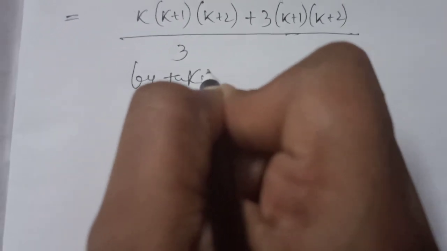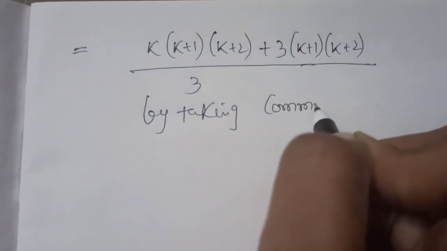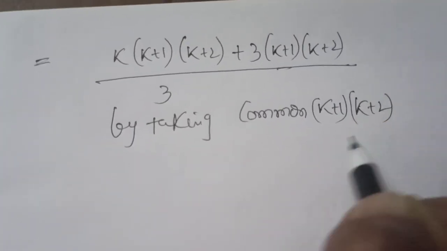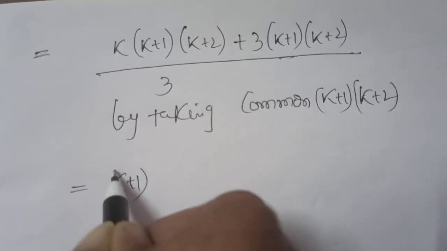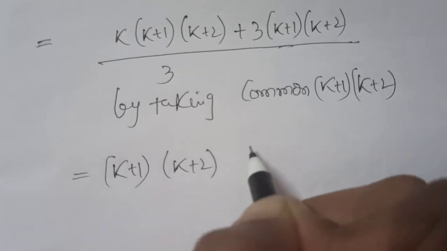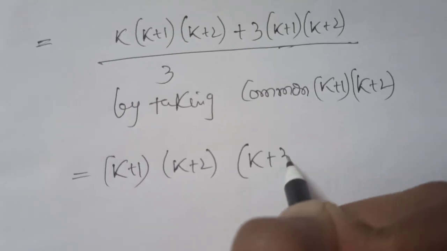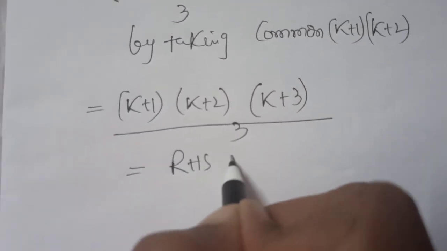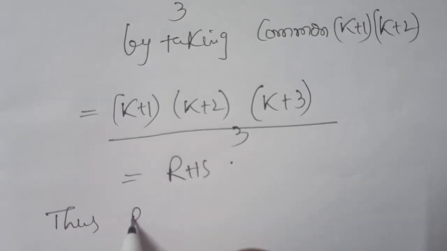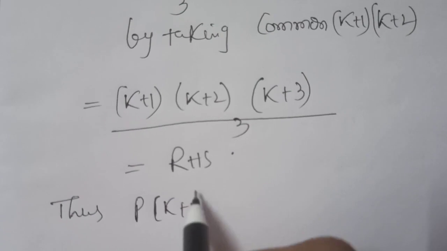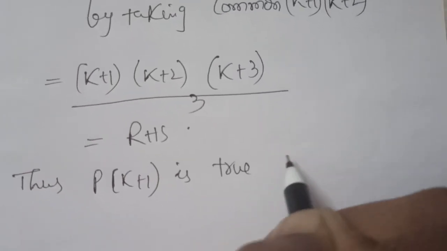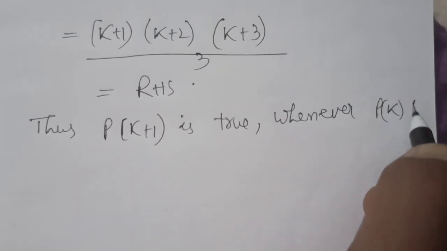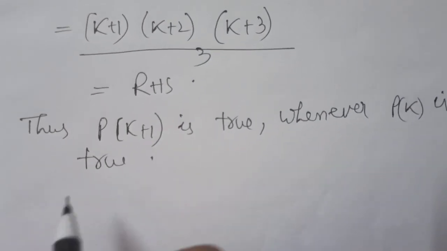By taking common k plus 1 and k plus 2, it becomes k plus 1 into k plus 2. So what is here remaining? k. And what is here remaining? k plus 3 by 3, which is nothing but your RHS. Which is your RHS. Thus, P(k+1) is true whenever your P(k) is true. Okay. Now see the next.